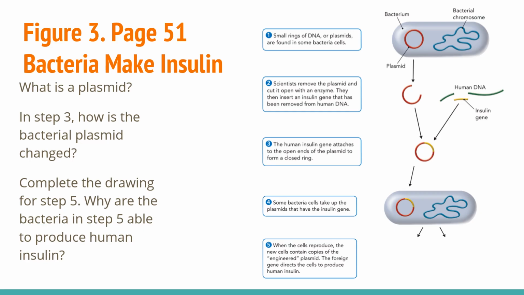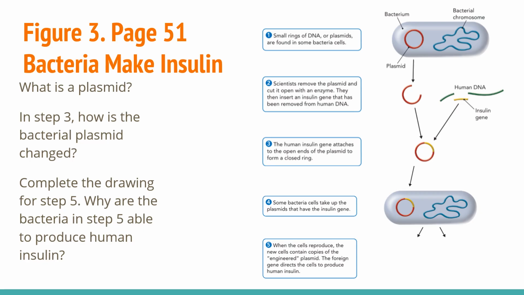So now you might be asking, okay, how did they use the bacteria to make insulin? That doesn't even make sense. Well, we're going to look at page 51 in your book, figure 3, and we're going to talk about bacteria that makes insulin. So first we have our bacterium, and then they have small rings of DNA or plasmids that are found in some bacteria cells. So the one that we're looking for will have that.